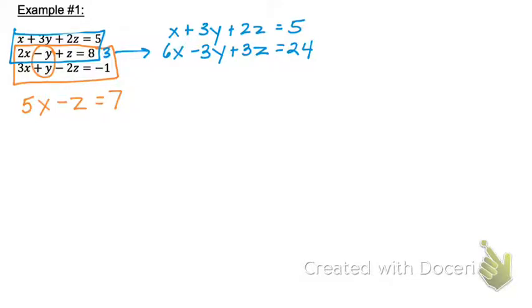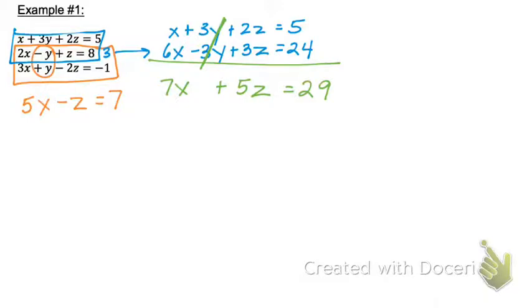Then when I add down, the y's are now eliminated. I have 7x plus 5z equals 29. I don't like z. It looks like a 2.